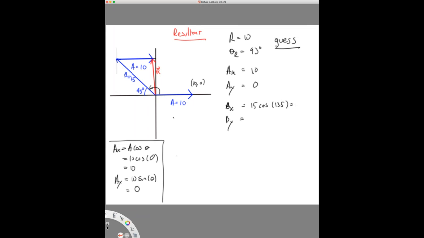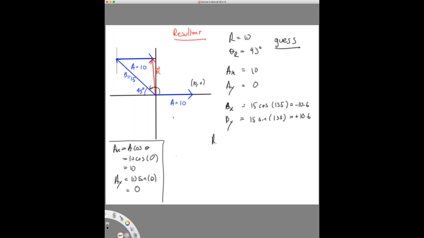And that is minus 10.6. And then we're going to have 15 times the sine of 135, which is positive 10.6. So this is just the calculator telling me that the x component should be negative because I'm in the second quadrant. It knows we're in the second quadrant because we put in 135 degrees, and the y component should be positive.